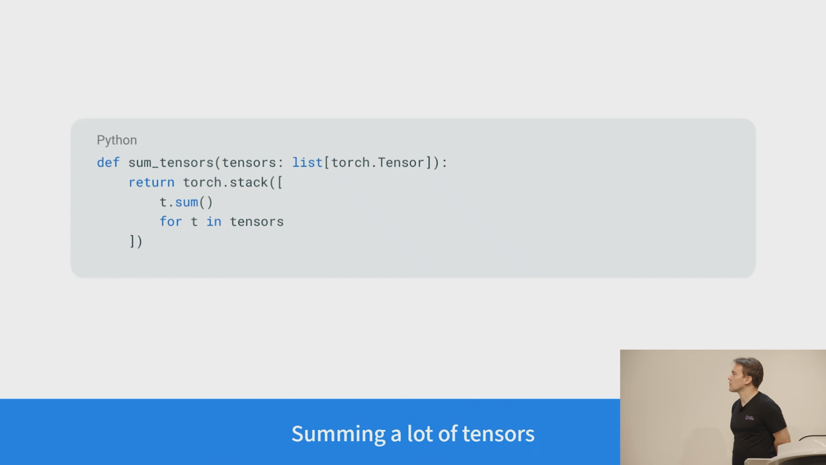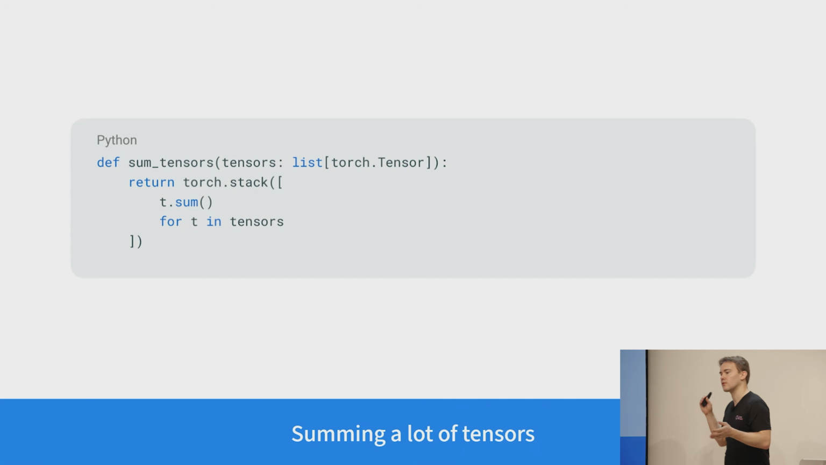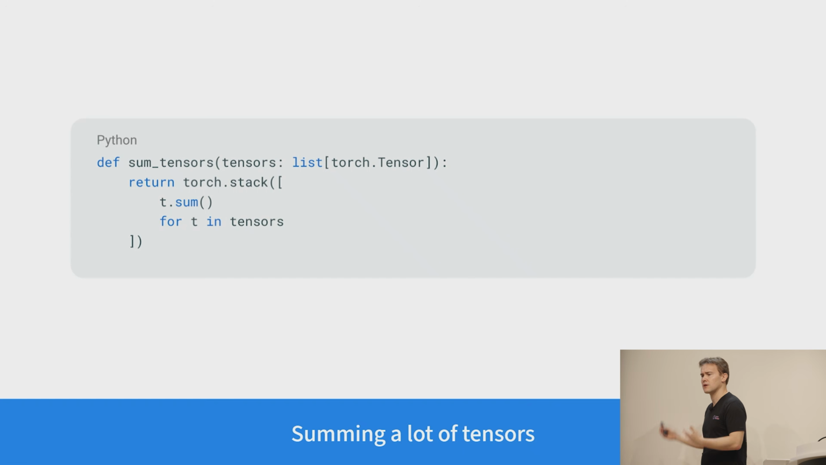So the operation I'm going to take as an example is one where we want to sum many tensors. The actual use case is a researcher wants to log the mean of every gradient in the model because they want to understand why the training is not going as they expected. And so to do that, you need to sum all of the elements in lots of tensors.